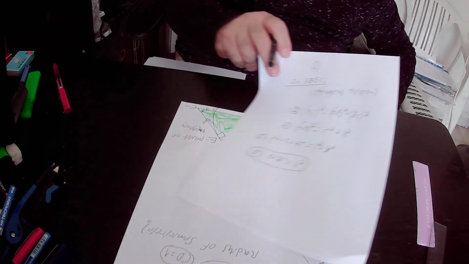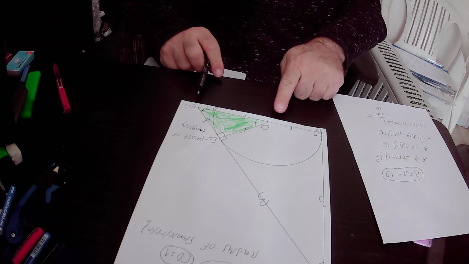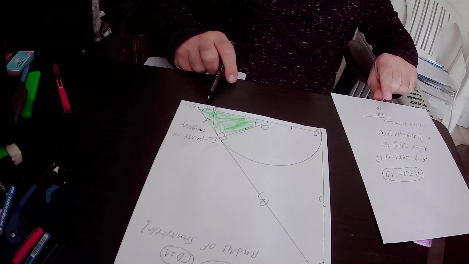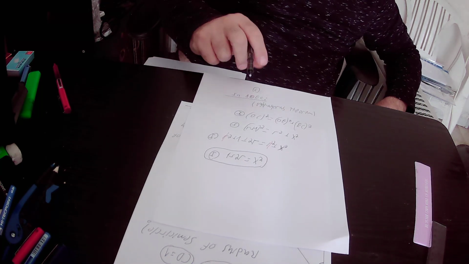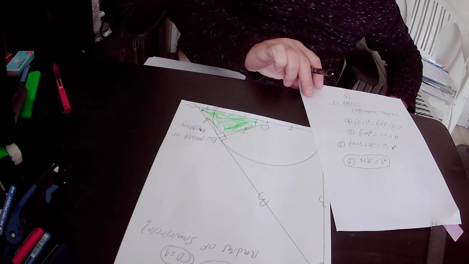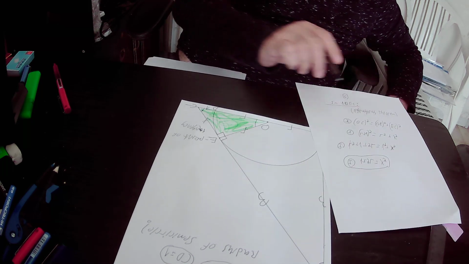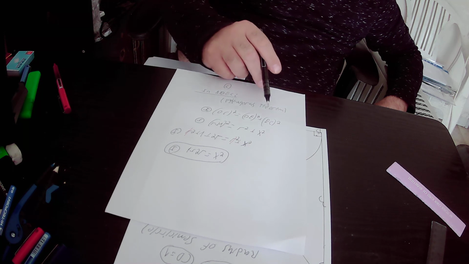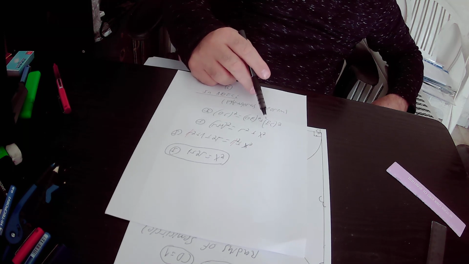But side OC of the green triangle equals R plus 1. So OC square is (R plus 1) square. OE equals R. Therefore, OE square is R square, and EC equals X according to our definition. Therefore, EC square will be equal to X square. So in total, we got that (R plus 1) square equals R square plus X square.